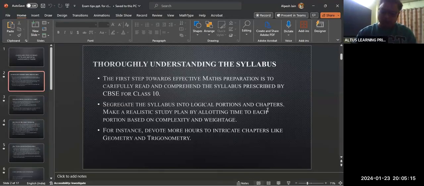Some students might be having problems in geometry or trigonometry, so they have to devote more time to these chapters. Many of you might be having difficulty in proof questions like circles or triangles questions, because examples of these chapters are very important. So you have to be thorough with these chapters and give more and more time to them.